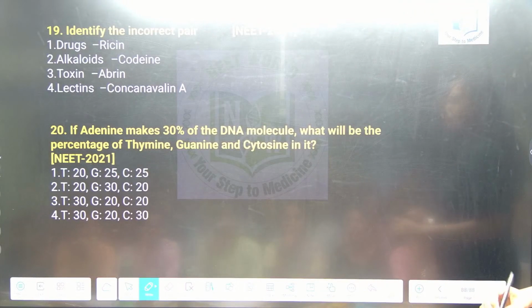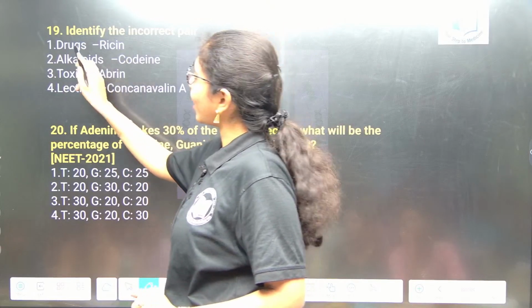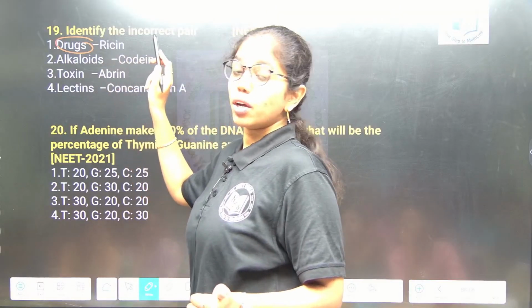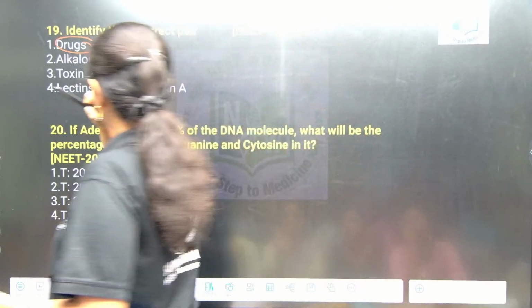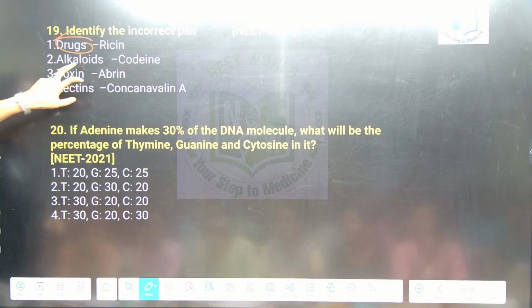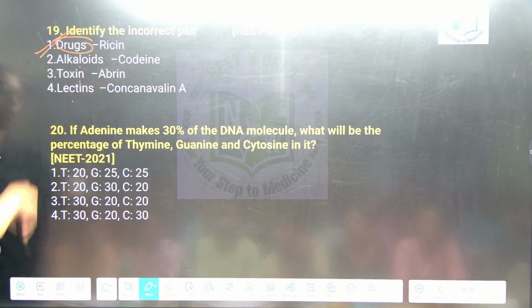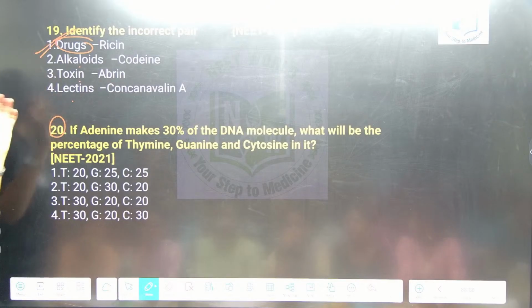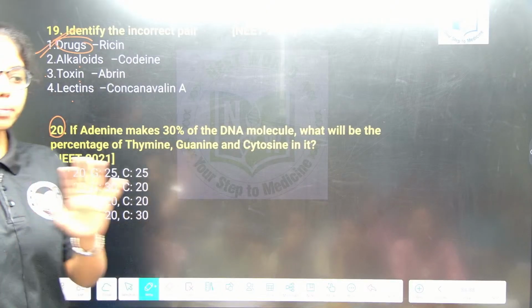Identify the incorrect pair. Toxins are ricin and abrin, not drugs. Drugs examples include alkaloids. Codeine and morphine. Okay. Alkaloids are drugs, vinblastine and curcumin. Lectins, concanavalin. Alkaloids, codeine, morphine. Toxins, abrin and ricin. So the incorrect will be second. 20th question. I can't hear you. Third option. Here, third option. Okay.